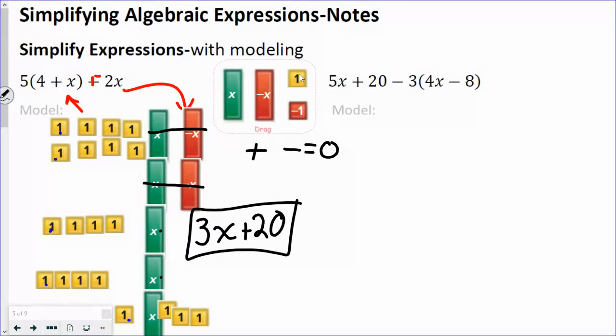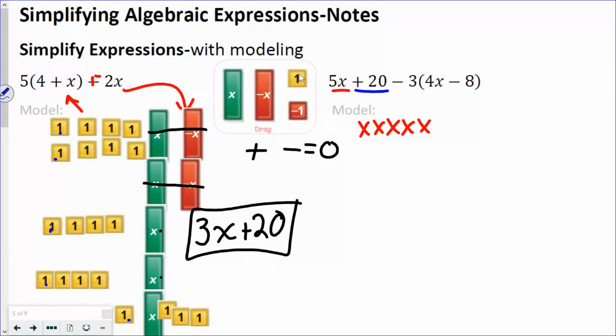Okay, now can I just draw this without having to drag and drop? Yes. So you're at home, you're going to have to draw it. Okay, so first I start with 5 x's. Okay, so 1, 2, 3, 4, 5. They're positive. Then I have 20 ones that I am adding.